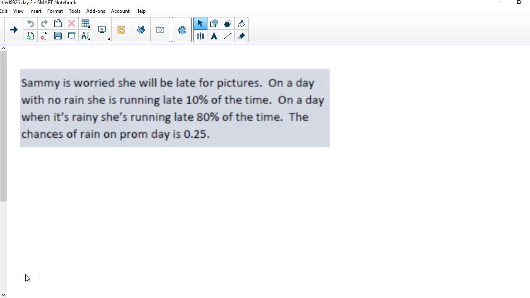All right, guys, I'm going to do a tree diagram. I'm going to go pretty fast, and the main reason is because it's Friday, and I want to get going.